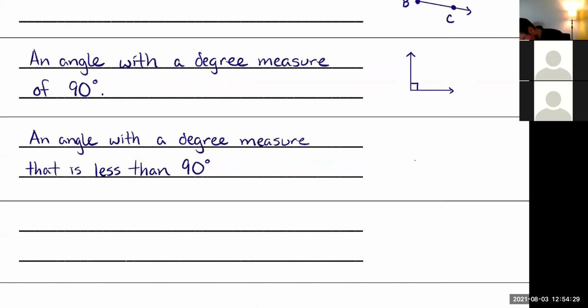For example, again, just a rough sketch here. I'll draw 2 rays fairly close together. I'm going to say this one's about 35 degrees. I don't know without measuring it. Again, 35 falls below that 90-degree benchmark.